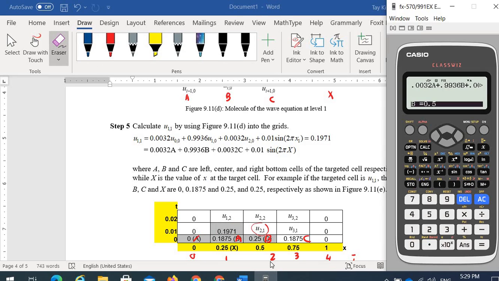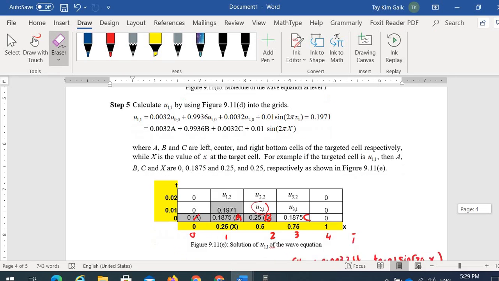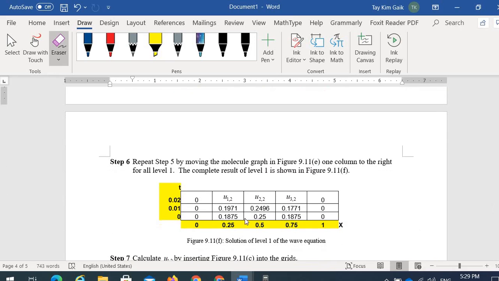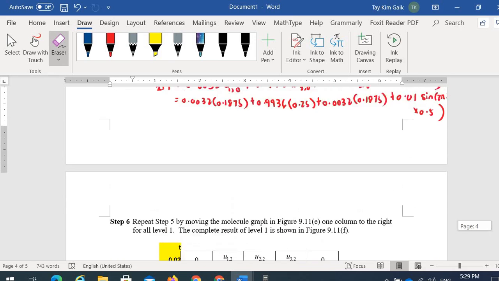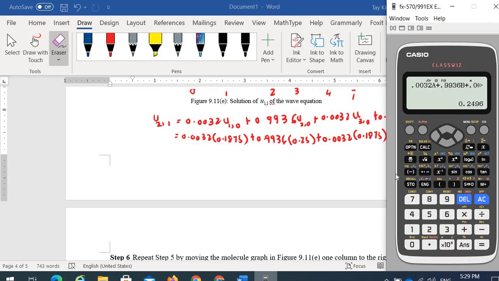To calculate U21, A is 0.1875, B is 0.25, and C is 0.1875, correct. Okay, my X for U21 is the same position, which is 0.5. The result is 0.2496, the same as what we got just now.